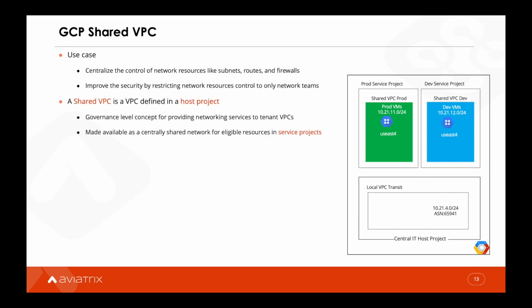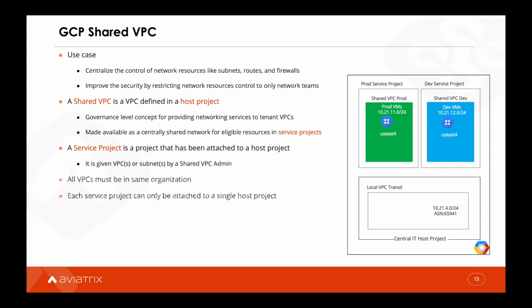So you create a project, and then within that project, you just enable the shared VPC. When you're creating a project, there is no knob that says, okay, I'm creating a host project. It's just like any other project that you create. A service project is basically a project that is attached to a host project, and then it is given the VPC or subnet resources by a shared VPC admin.